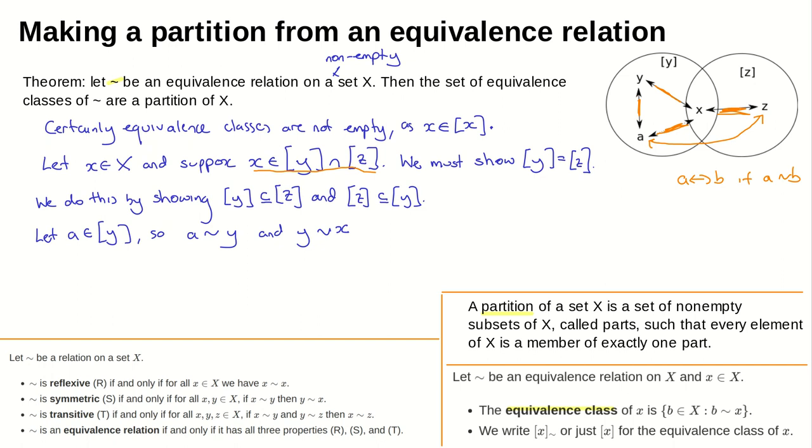So by transitivity, A is related to x. Okay, A is related to y is related to x, so A is related to x. Alright, next step. I know that x is an element of the equivalence class of z. Now I have A is related to x is related to z, so by the transitivity property again, A is related to z.